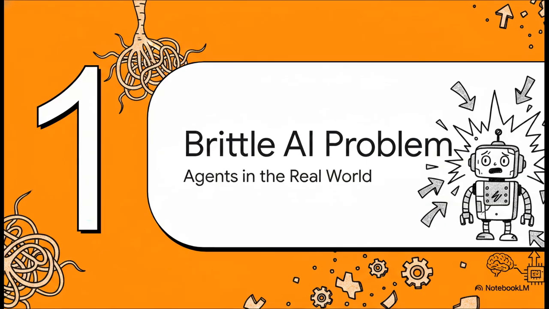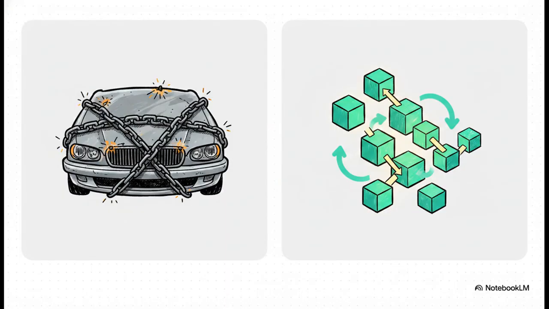Section 1. The brittle AI problem. Why agents fail in the real world. Let's start with the root of the issue. Why do today's AI agents fail so catastrophically in dynamic environments? The answer lies in how they're constructed.